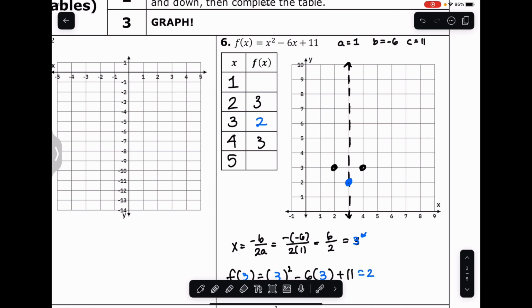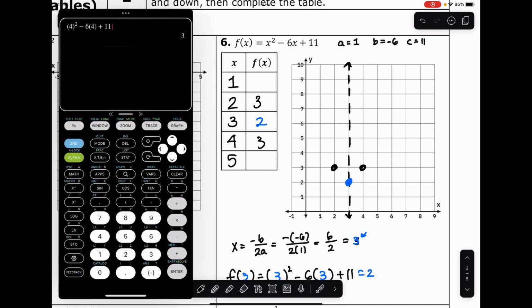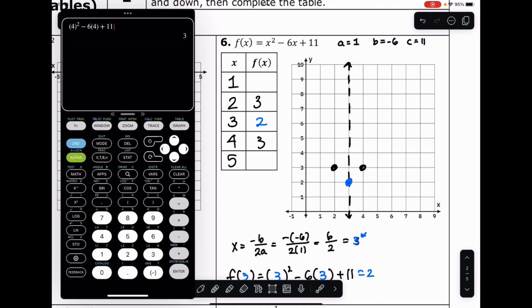Now to figure out what the y value is with 5, again, we just plug in 5 into our function. So it's now going to be 5 squared minus 6 times 5 plus 11, which is equal to 6. So at 5, we have a point of 6. And again, in order to preserve symmetry, that means that at 1, the y value is also going to be 6.